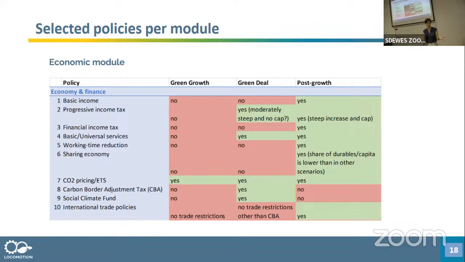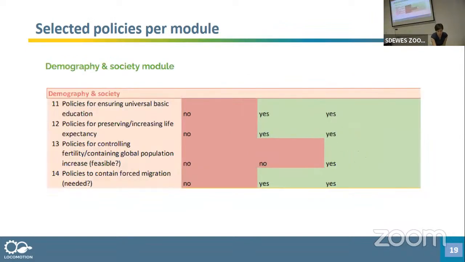for example, guaranteed access to basic and universal services, which includes education, healthcare. And this is also, of course, a concern of the Green Deal. And we've done this for all the modules of the model. I don't want to read it out, but just to give you an overview. When I say policies for ensuring universal basic education, that's not very specific, but for example, we will model this by increasing the share of government expenditures that goes into the education sector.